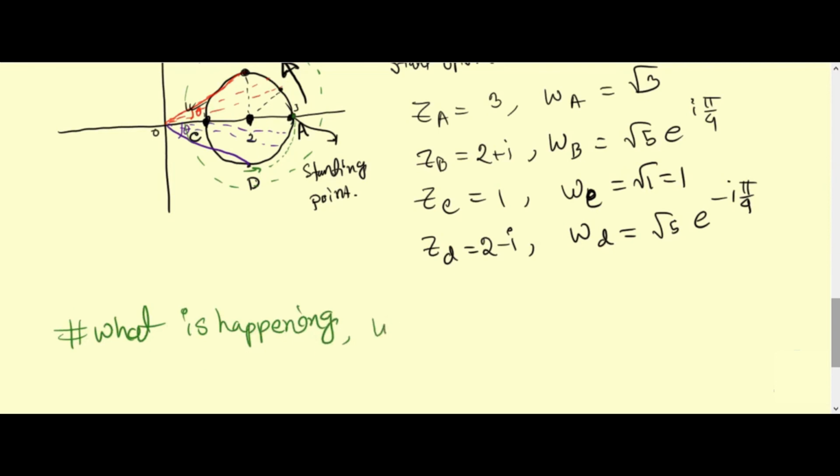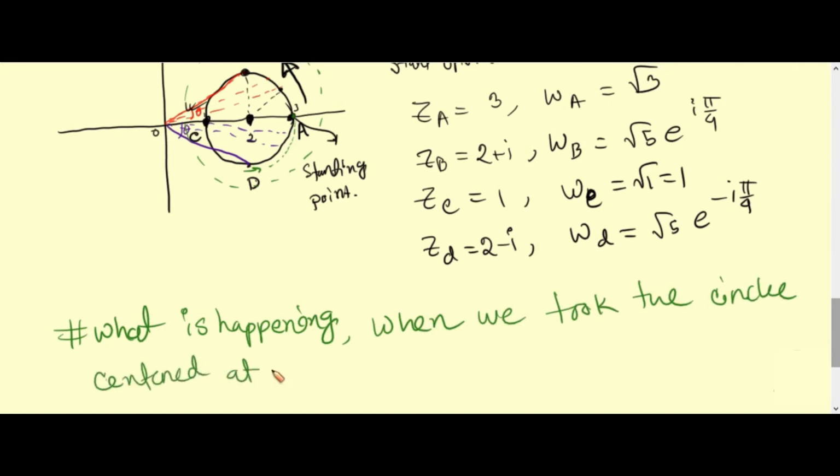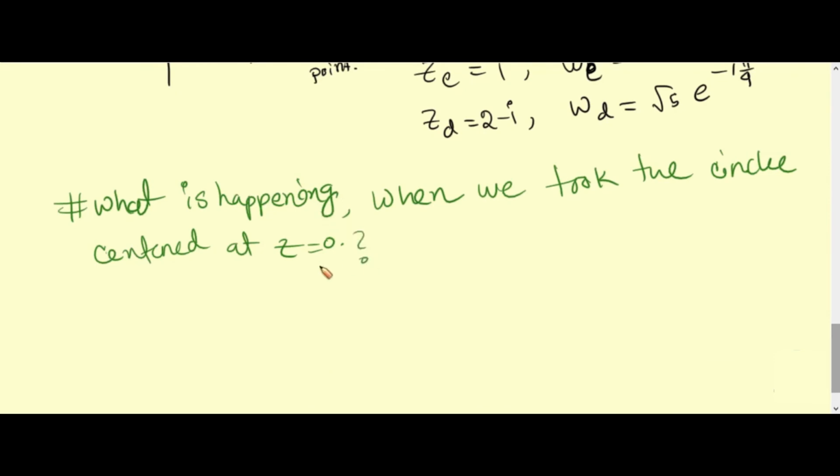What is happening when we took the path or took the circle centered at 0, centered at z equals 0? And what is special about this 0?